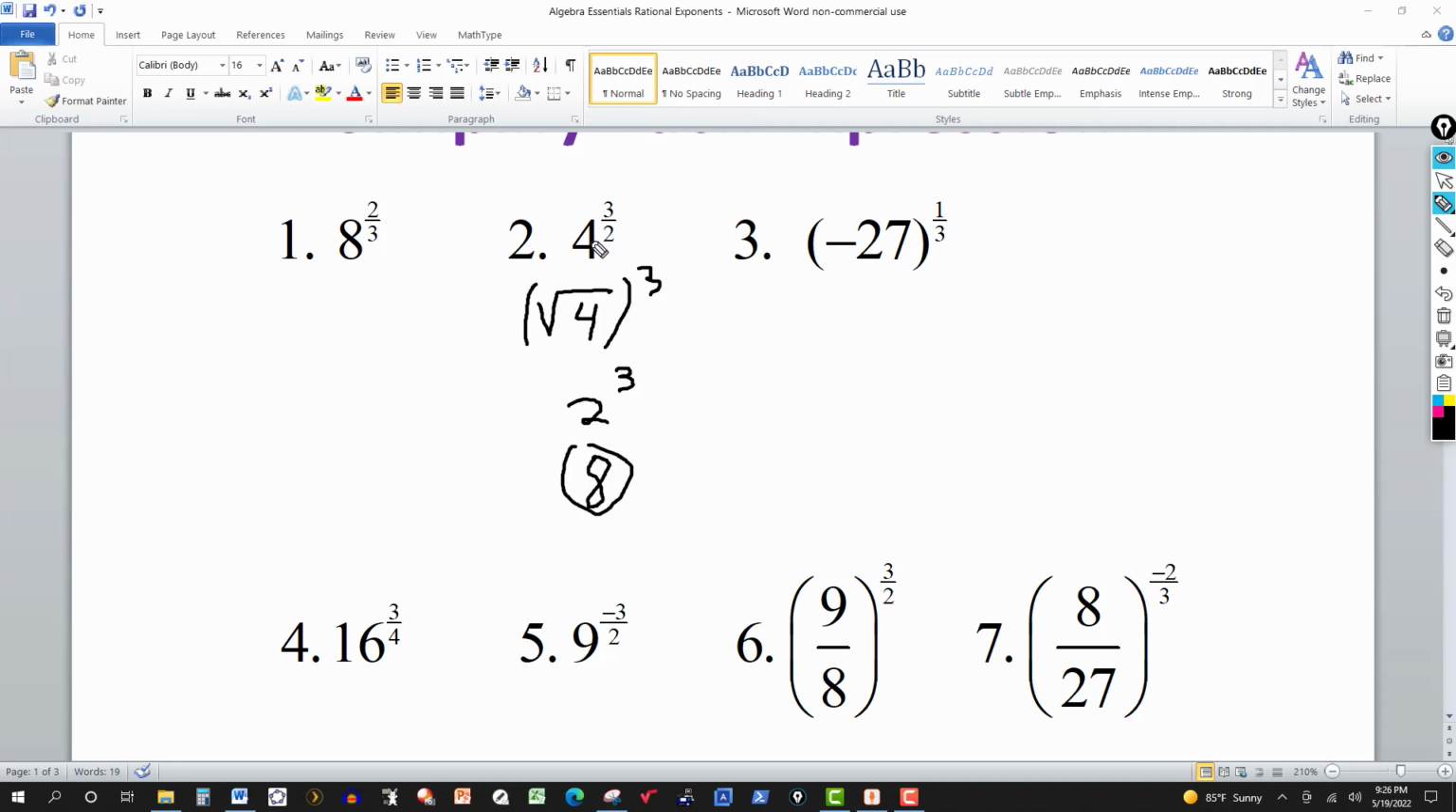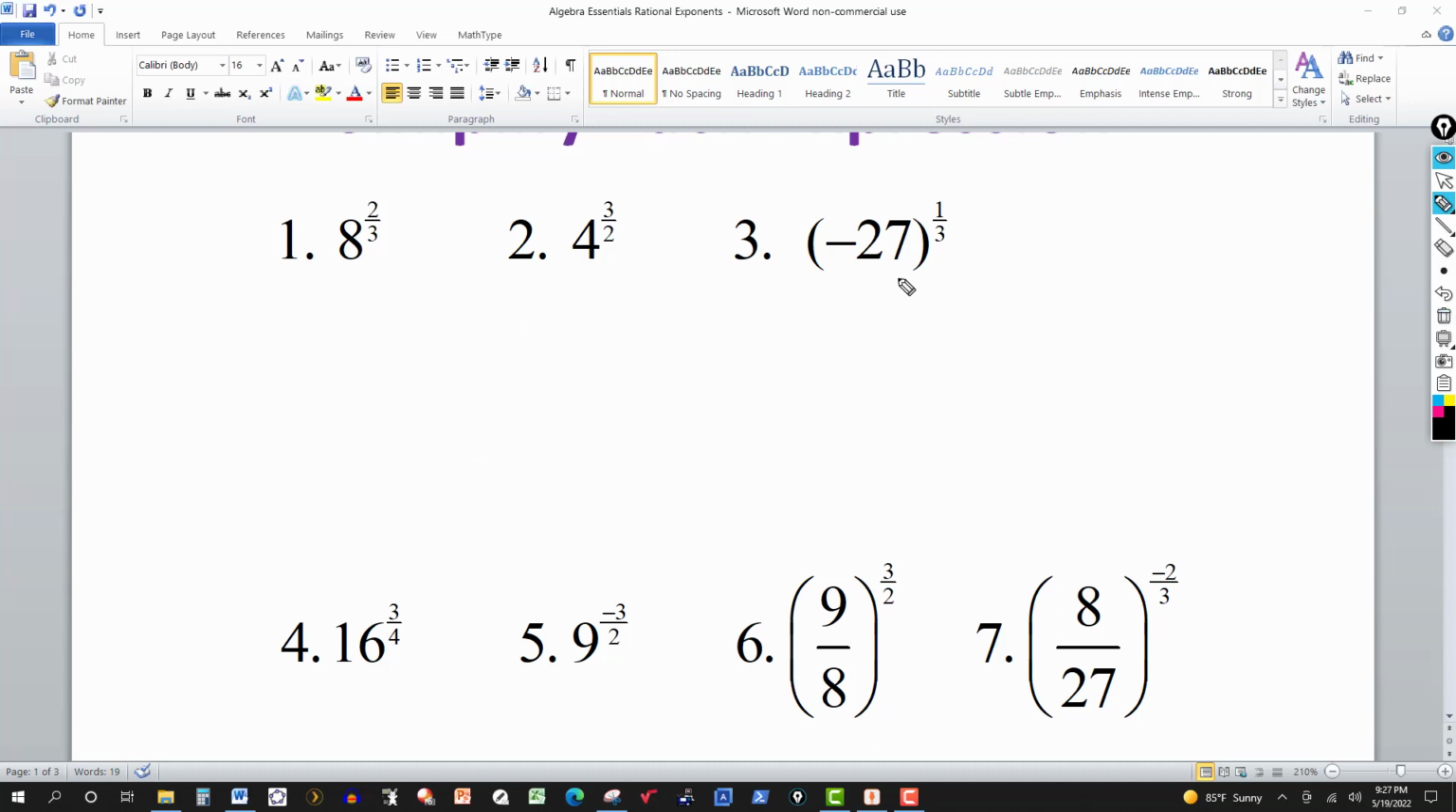Now if I don't want to use the radical formula, then I would just say, well, 4 is the same thing as 2 squared, and then put that in parentheses and leave the 3/2 outside. So I just rewrote 4 as 2 squared, and then 2 squared to the 3/2 power, multiply the exponents, power to a power, 2's cancel out, and I get 2 to the 3rd, which still gives me 8.